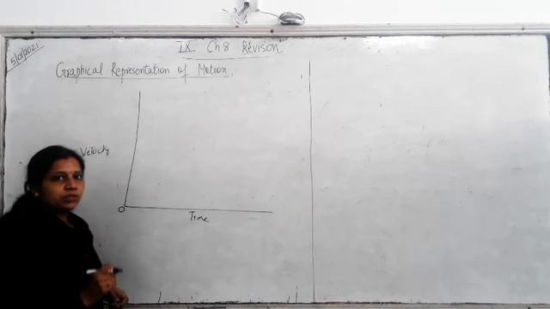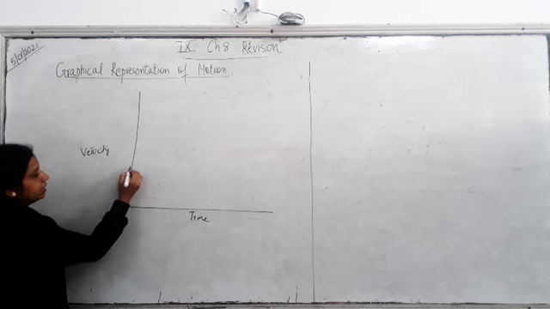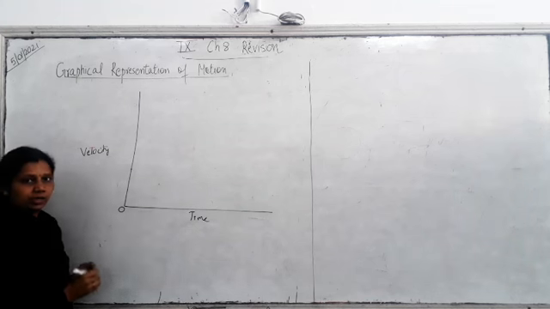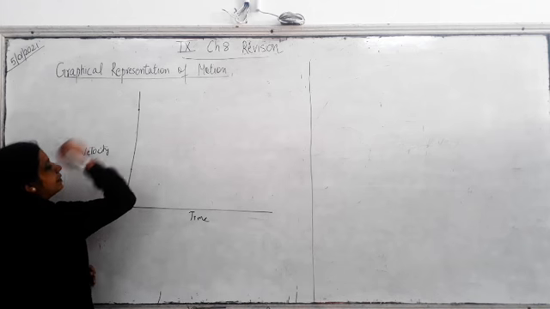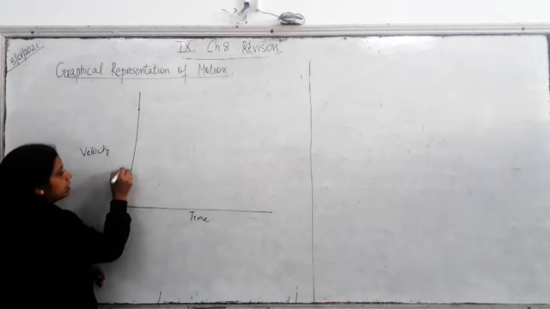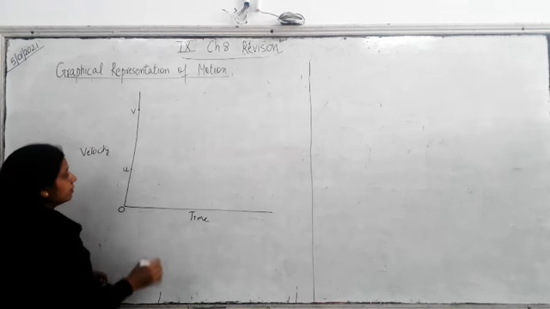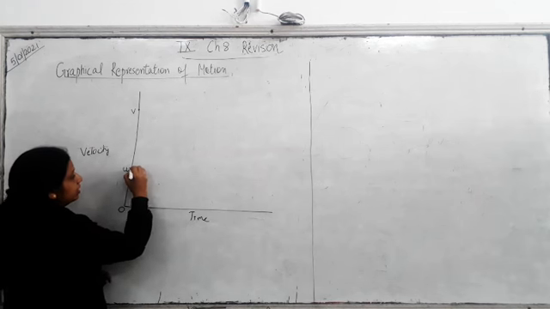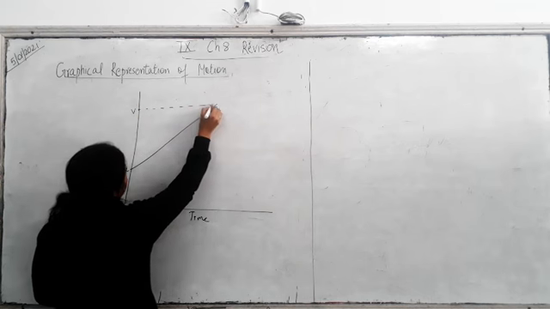Now let's assume an object is initially moving with velocity U. So somewhere here you have this velocity U. And then its final velocity is V. So somewhere here you have final velocity V. So if this is my U, this is V. Initially it is here, then it moves and it reaches here. So I will draw a line.